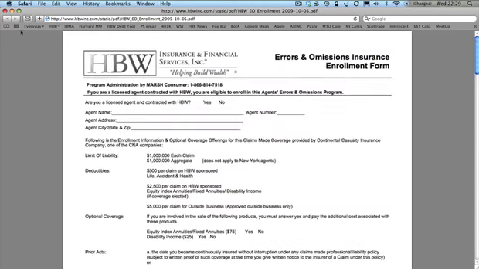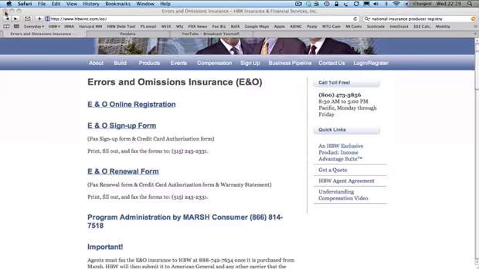Okay, so you can obtain this errors and omissions insurance either online or by printing out this form and faxing it in. Now, we are going to continue on. For those of you who had E&O before, you can renew right here online. And then the page goes on to say that this program is administered by a company named Marsh. They are the broker for E&O insurance for HBW.